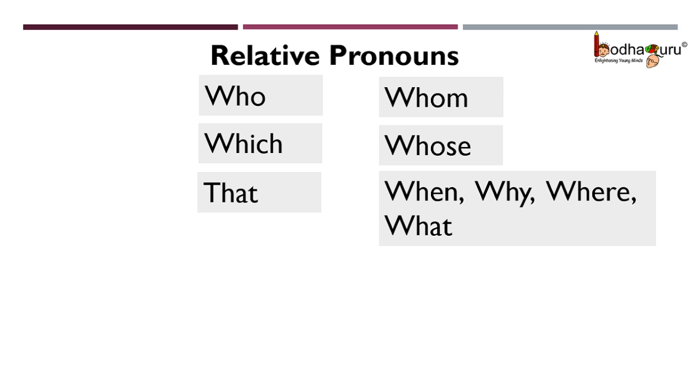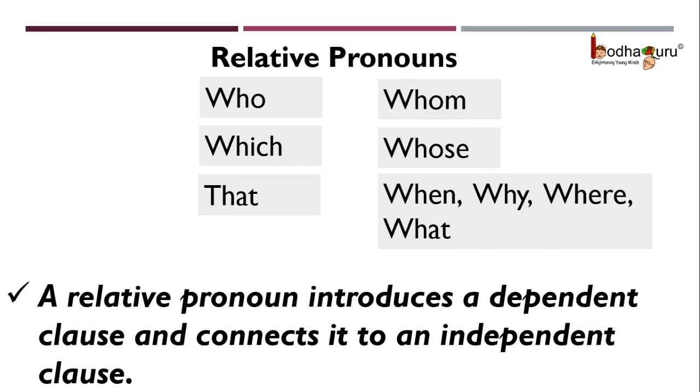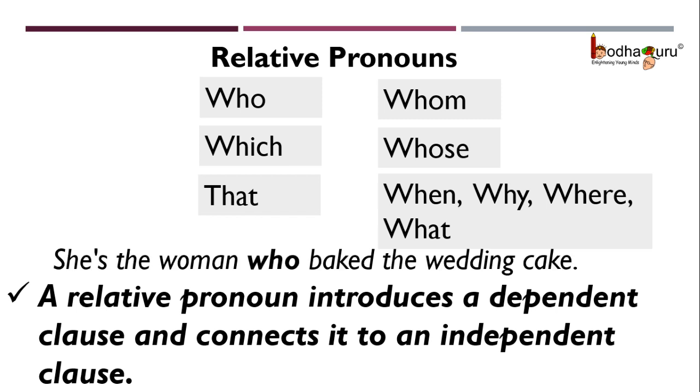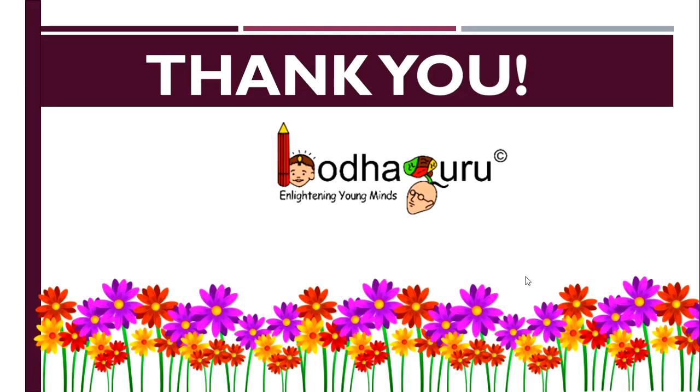So to summarize what we learned today, who, which, that, whom, whose, when, why, where, what are certain examples of relative pronouns. And what are relative pronouns? A relative pronoun introduces a dependent clause and it connects to an independent clause. She is the woman who baked the wedding cake. As you can see here, who baked the wedding cake is the dependent clause and who acts as a connector linking the two clauses. So that was all about relative pronouns.